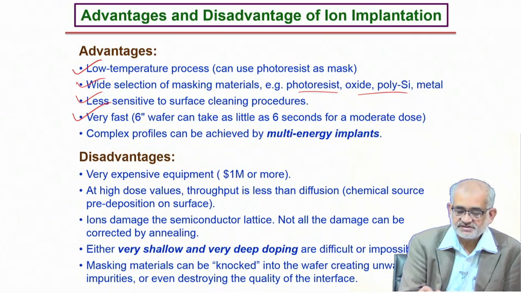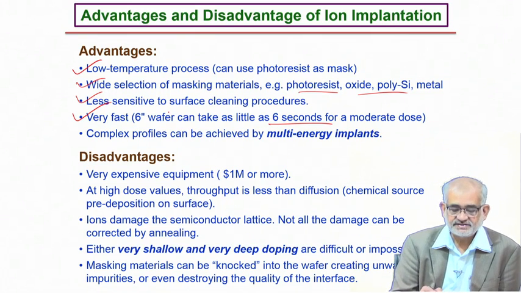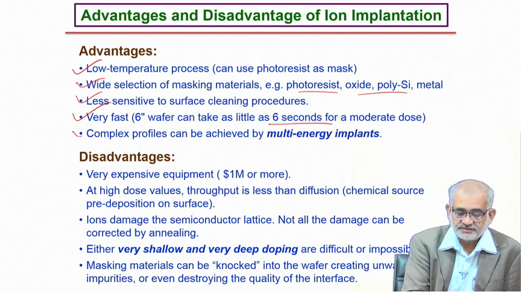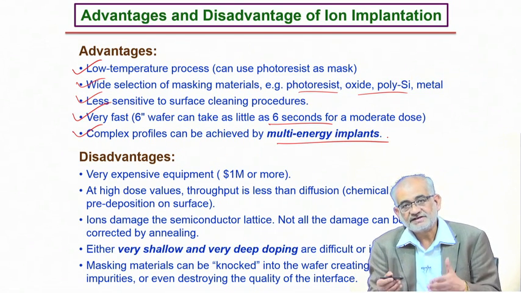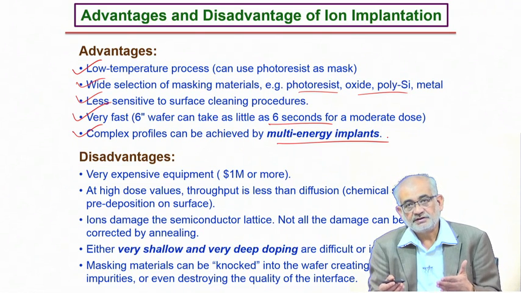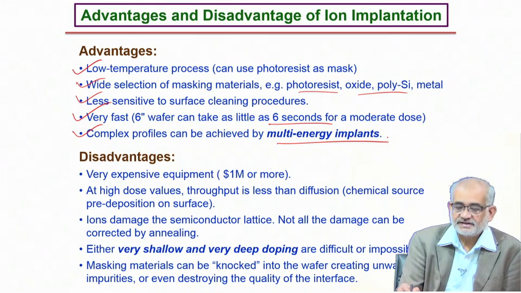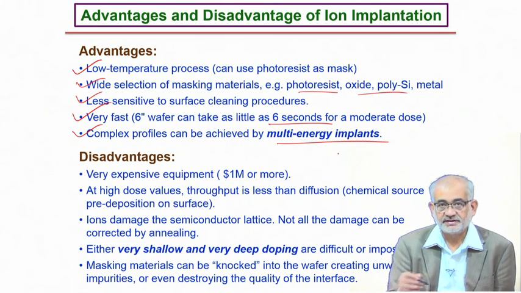It's a very fast process. You can dope even in 6 seconds. If you have a rastering mechanism to cover a 6-inch area, you can cover a wide area in a very short time. You can create complex profiles by multi-energy implants. Now, I told you that if you change the species, then you're changing the composition. You can change the angle. You can also vary the dose rate. You can vary the implantation excitation voltage. Using all these, you can create a fairly complex diffusion profile or species profile.